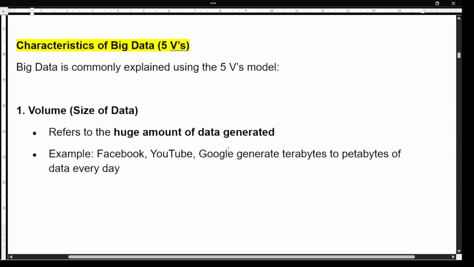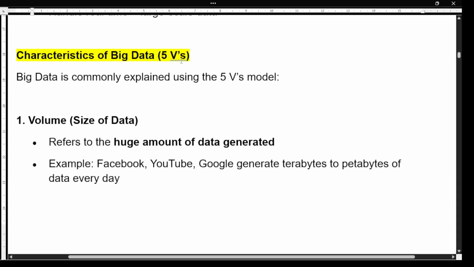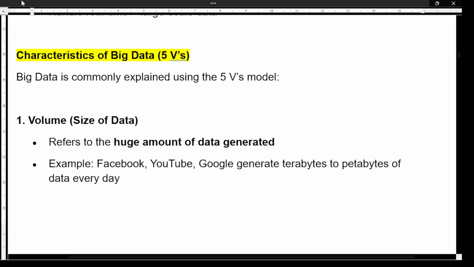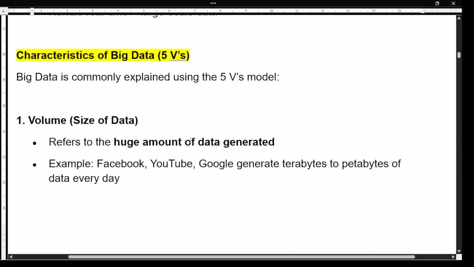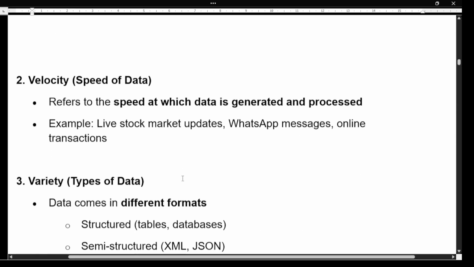Next is the characteristics of big data. There are 5 big data characteristics. The first one is volume. It refers to the huge amount of data generated. Companies like Facebook, YouTube, Google generate terabytes or petabytes of data every day.